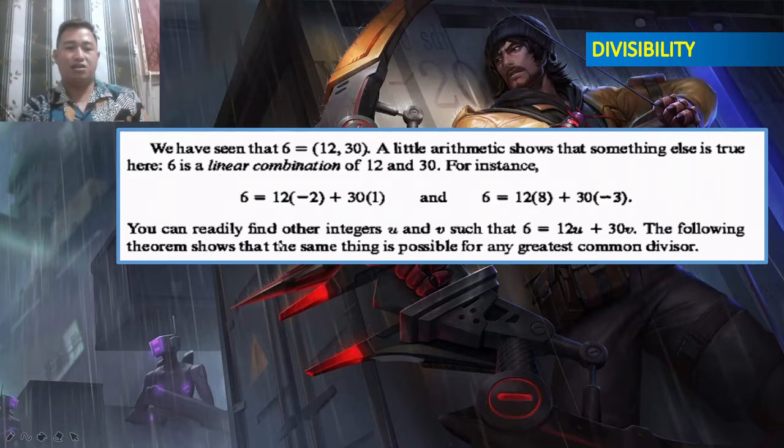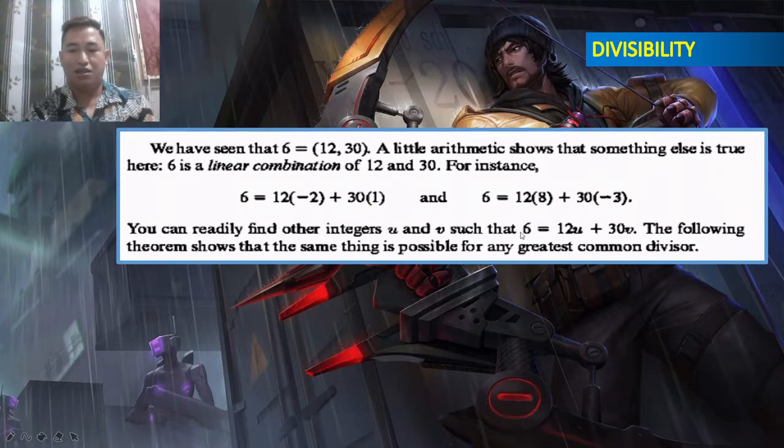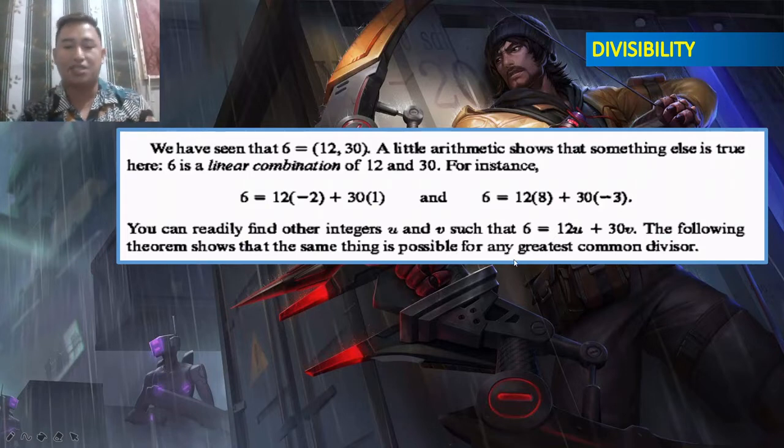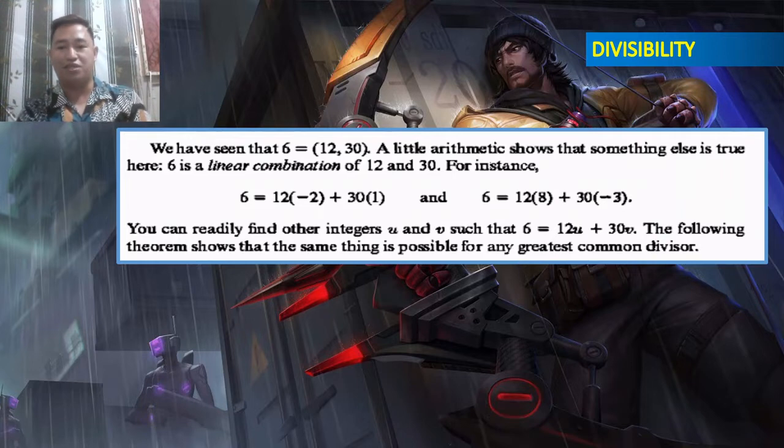Okay, so you can readily find other two integers, u and v. So, natin makita class nga, mga integers, mga u ug v. Dara. So, 6 is equal to 12u plus 30v. Okay, the following theorem shows that the same thing is possible for any greatest common divisor. Okay. So, kaniman si 6 class kay GCD man siya, diba? So, the same thing pagyapon ka sa tanan nga common divisor.